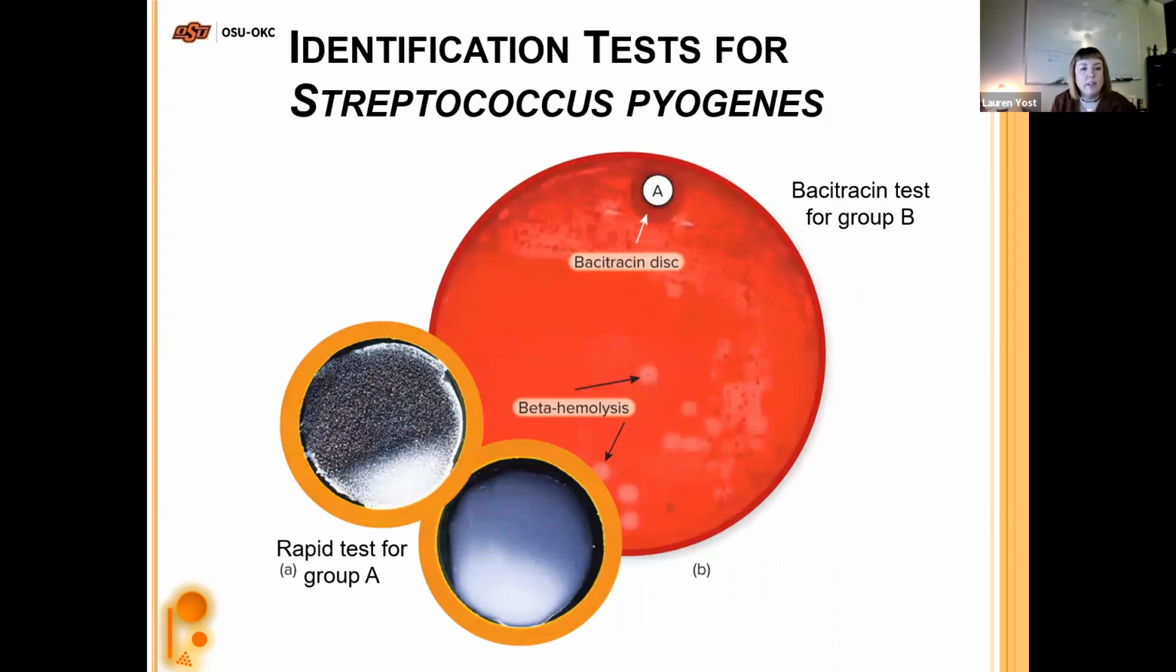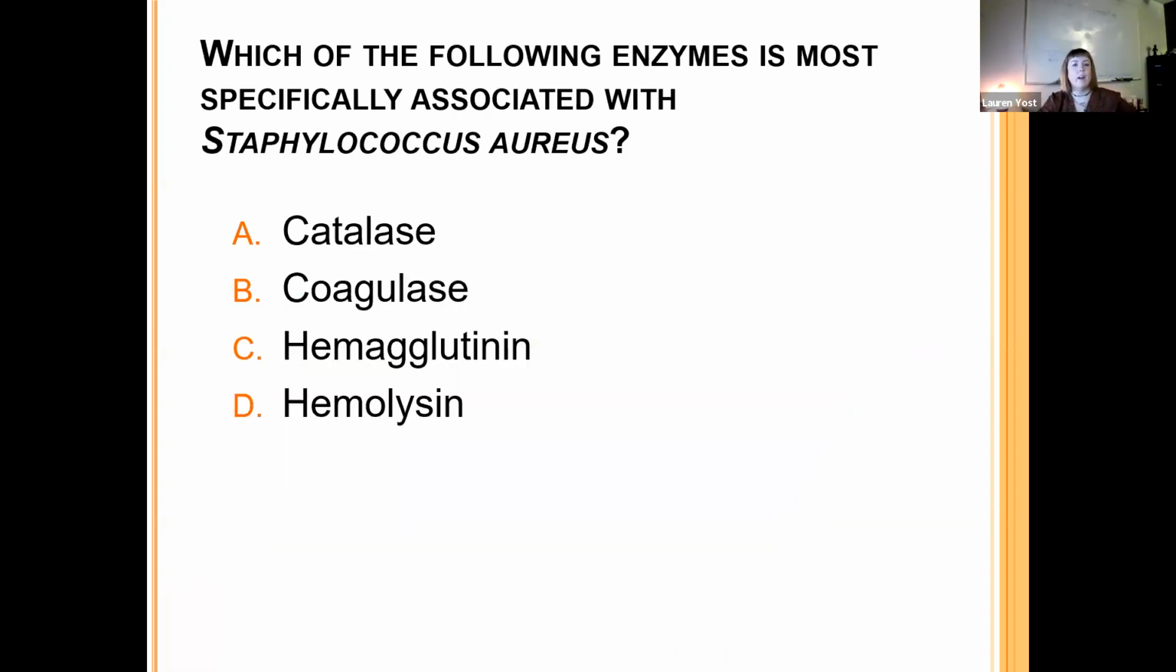So if we're trying to identify Streptococcus pyogenes, we can do this test. We can look at testing for bacitracin for the group B Streptococcus. For group A, we have rapid tests available that we can check for, and we can also look for beta hemolysis, which you can't see here, but that's the clearing around the growth. For the group A Streptococcus, we'll see that. So that's how we might identify that.